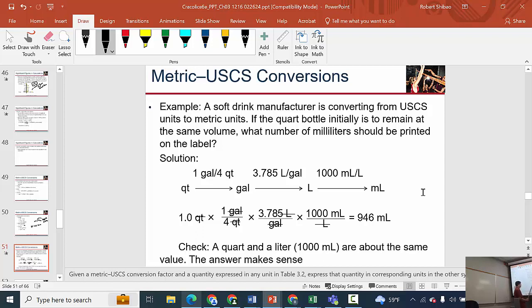How many sig figs do we have here? 2. How many sig figs do we have here? Infinite. How many sig figs do we have here? 4. Infinite. And therefore we're allowed 2 sig figs. Now I get 946 milliliters. How do I round that to 2 sig figs to more accurately represent the precision? There are 2 ways I can round this to 2 sig figs.